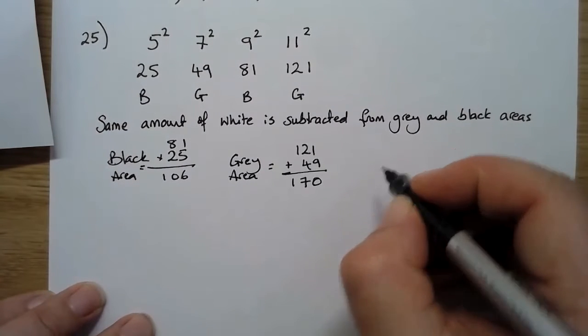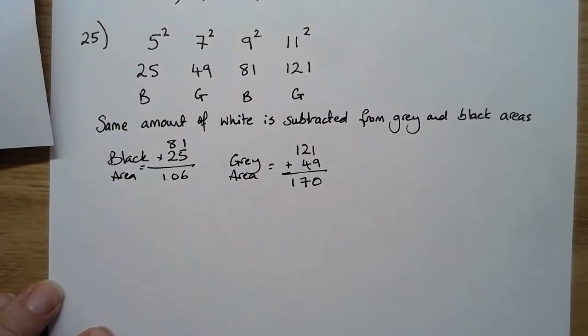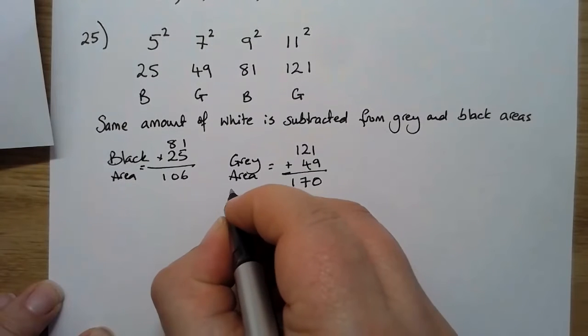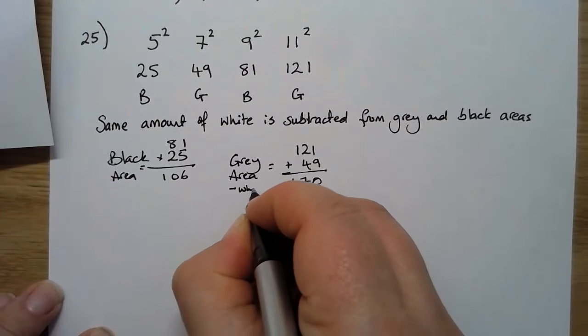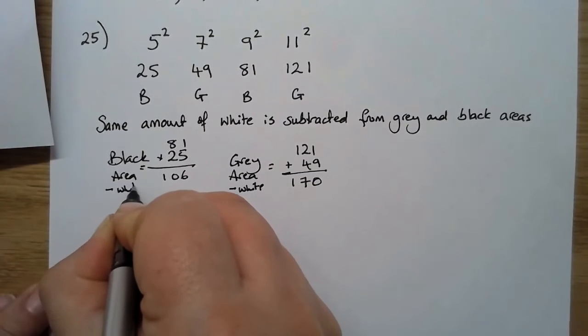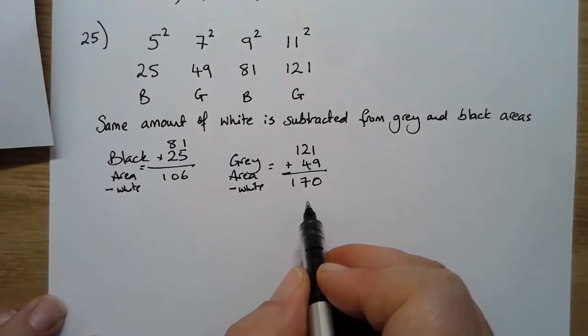So what I'm left with is I want the difference. It asks me for the difference. In fact, the grey area isn't this. It's the grey area subtract the white. And this is the black area subtract the white. So I haven't laid that out as well as I'd like to.